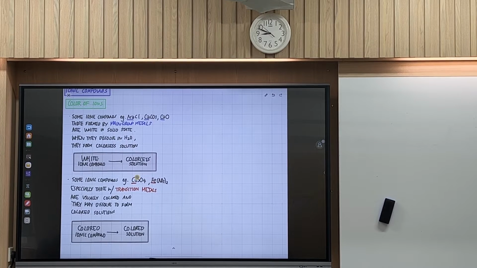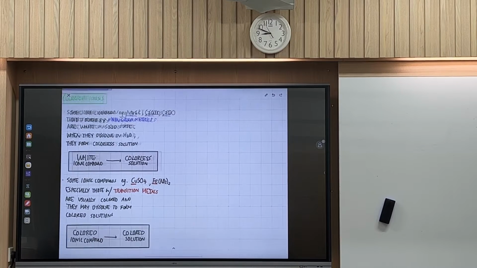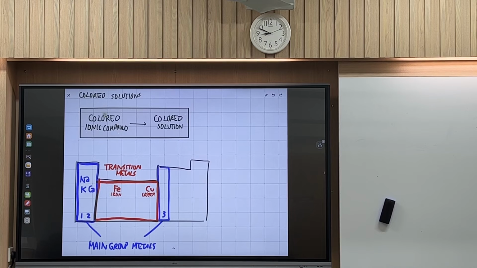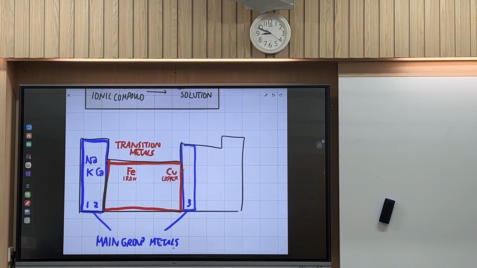So the ionic compounds formed by main group metals, does all of it have to be main group metals? All main group metals, ionic compounds, they are white in color. As long as it's main group, like group 1, group 2, group 3, anywhere in these three columns, these will form compounds that are white in color. But if you have a metal from within the transition metal region, some can be colorless though.